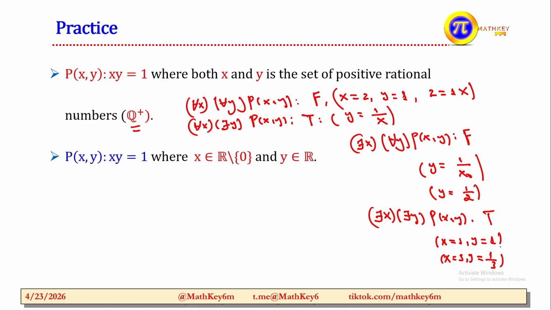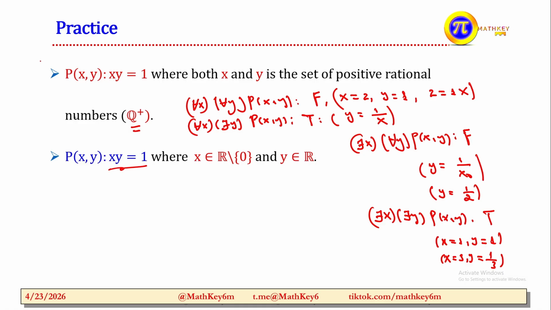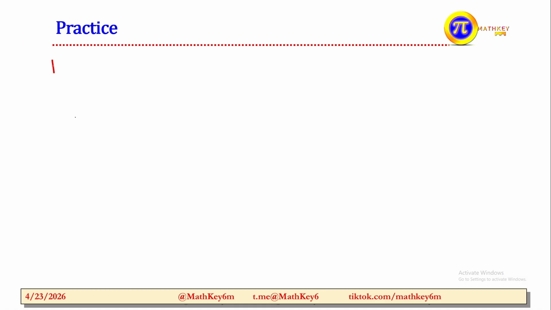Let us see the next one. It says the same problem, with x an element of the real numbers except 0 and y an element of the real numbers. P of x comma y says that x times y is equal to 1, with x an element of the real numbers except 0 and y an element of the real numbers.